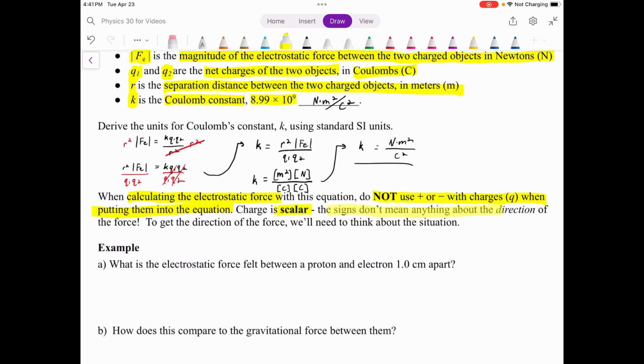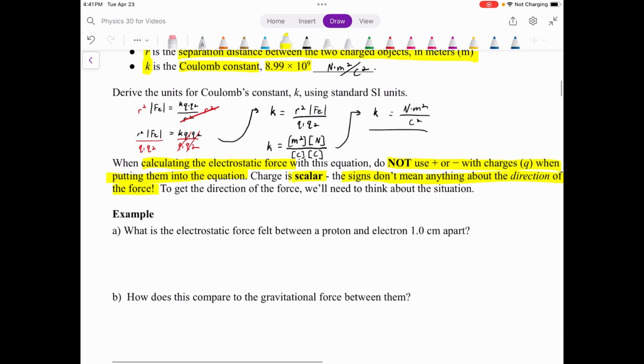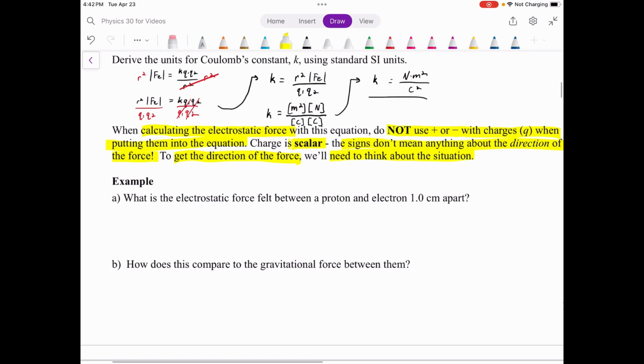The signs don't mean anything about the direction of the force. And again, to get the direction of the force, we'll need to think about the situation. We'll have to look and say, which object are we thinking about? Is it being attracted or repelled? And if it's being attracted or repelled, which direction does that mean it's being pushed? That's how we'll get the direction of an electric force.